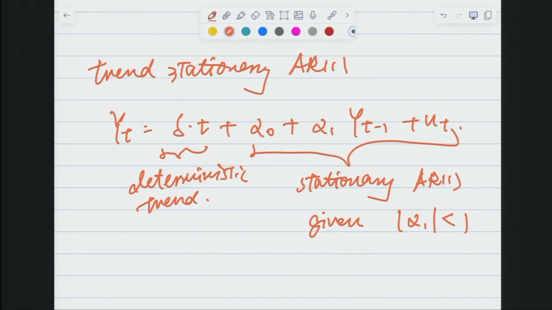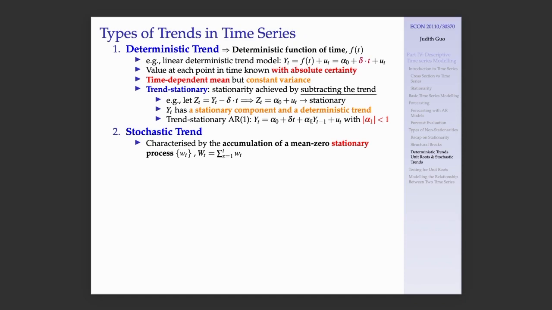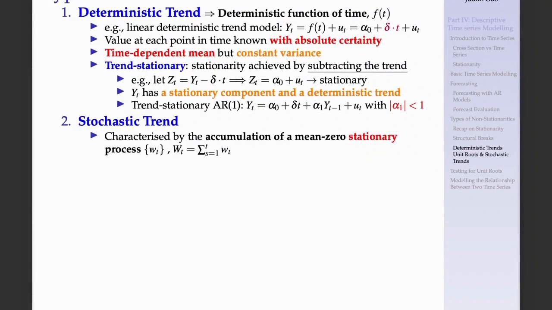And we do not need to restrict the trend to be something perfectly predictable. We can also allow the trend to be unpredictable, and this is what is called the stochastic trend. Essentially, the stochastic trend is characterized by the accumulation of a mean zero stationary process, the wt. The lowercase w follows a mean zero stationary process. The uppercase W, which is the stochastic trend, is just the accumulation of the observations in this mean zero stationary process.